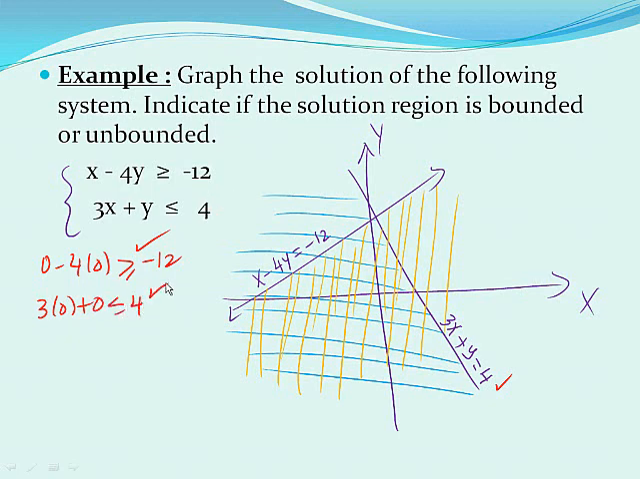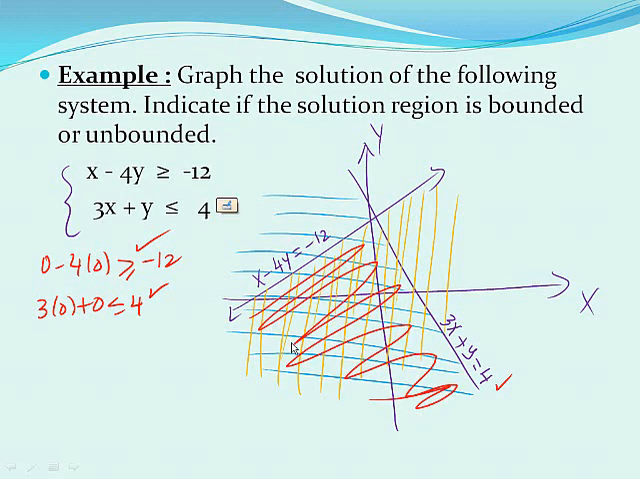That is also satisfied. The first inequality has its solution shaded by the yellow, and the second inequality has its solution shaded by blue. So the overlapping region is the solution of the system of inequalities, which is this region up here.